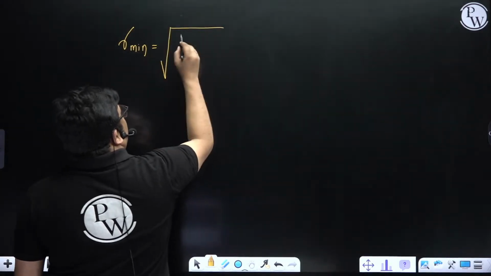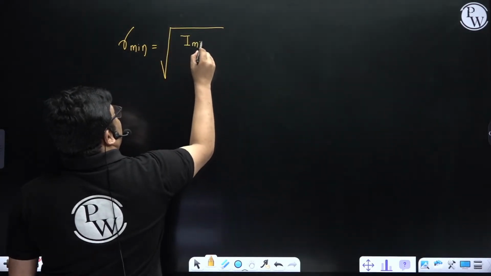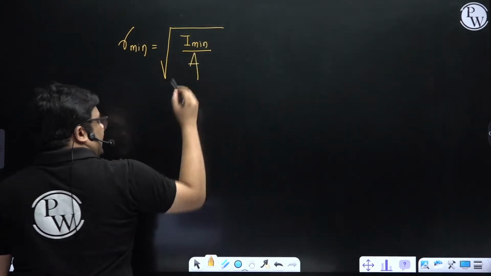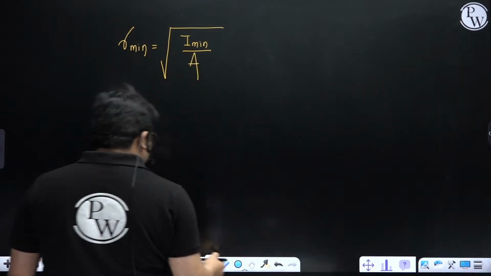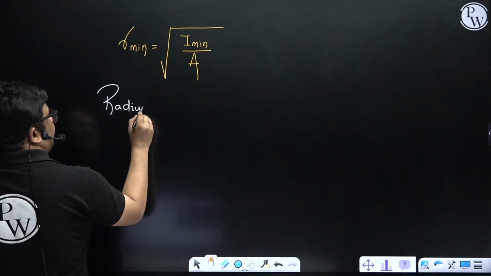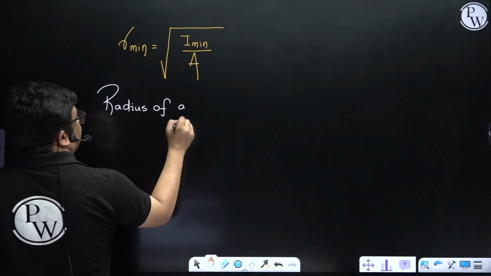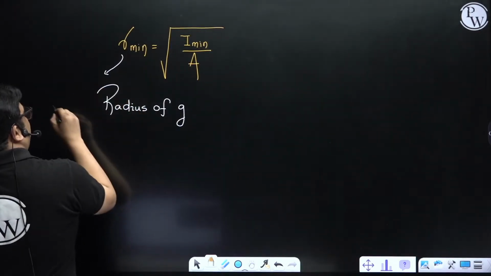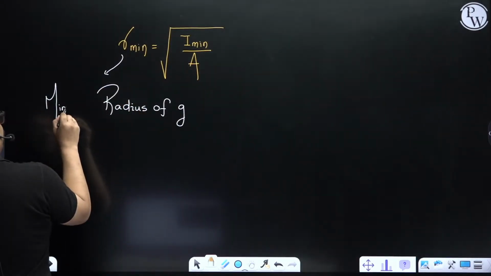And I get R minimum is equal to root under I minimum by A. And this term is known as the radius of gyration, and also the minimum radius of gyration in this case. It is the minimum one.